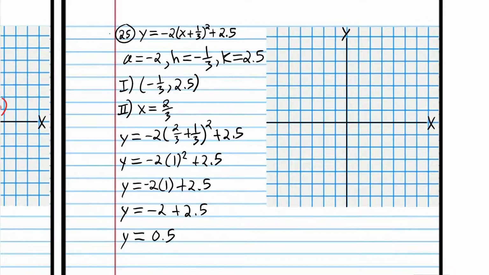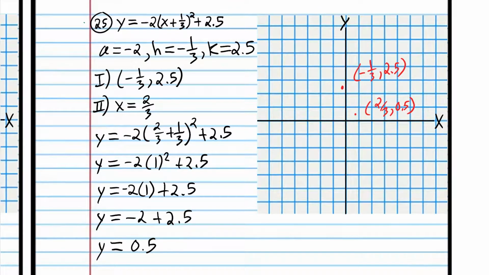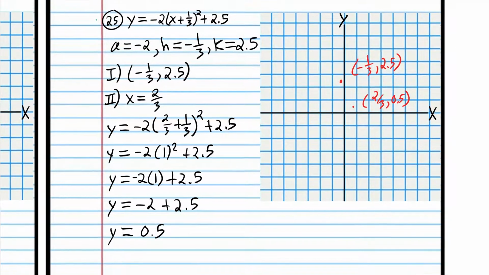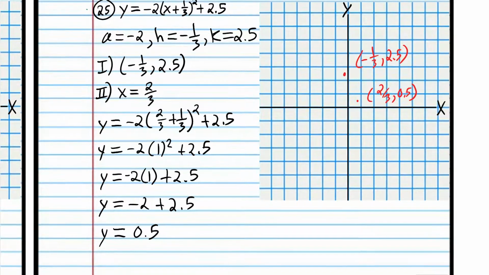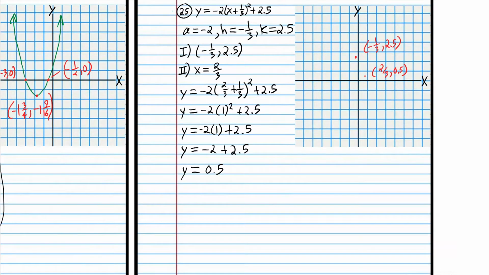Okay, so let's plot those points, -1/3 and 2.5. That's going to be about here. And 2/3 and 1/2. So 2/3 and 1/2, that would be about here. And what else can we do? I'm going to try to use, I think, -1 and 1/3. That's just going to make the math a lot easier.